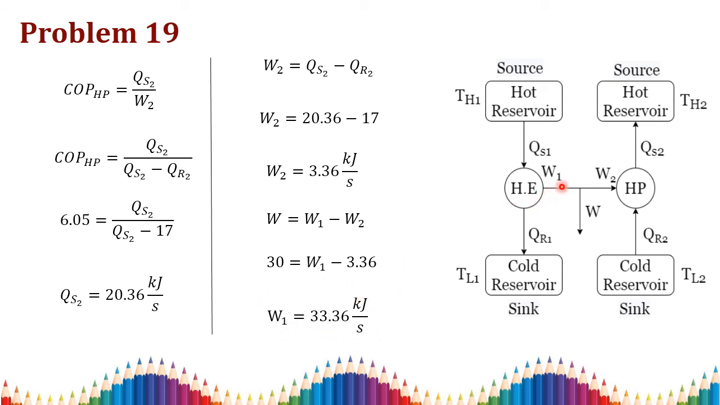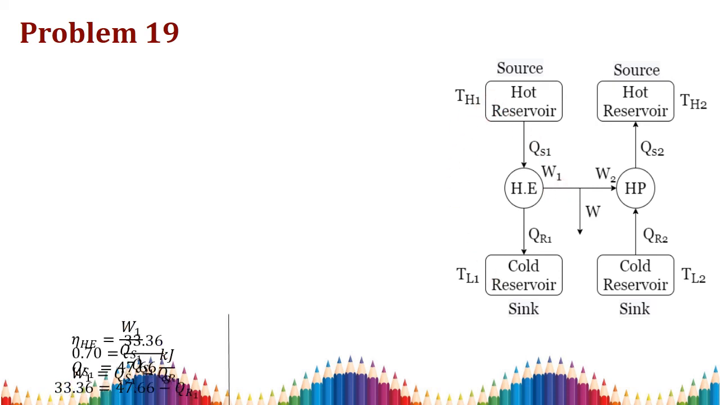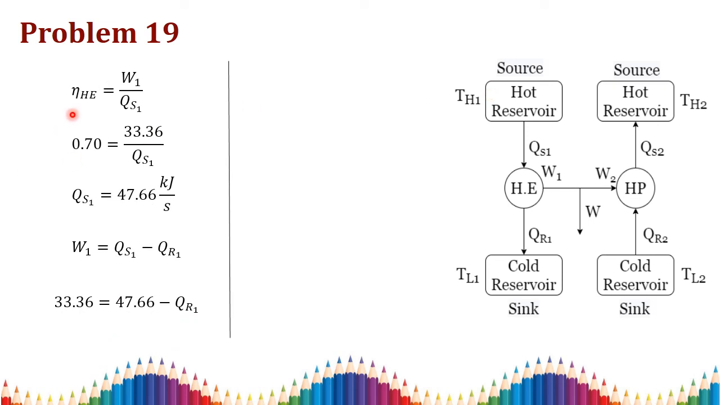If you know W1, we can use the efficiency of the heat engine to find the heat supplied. The efficiency of the heat engine is work done divided by heat supplied. The efficiency was already found using the Carnot efficiency formula, TH1 minus TL1 divided by TH1, which is equal to 70%. Substitute those values here. With work done as 33.36, QS1 is equal to 47.66 kilojoule per second.